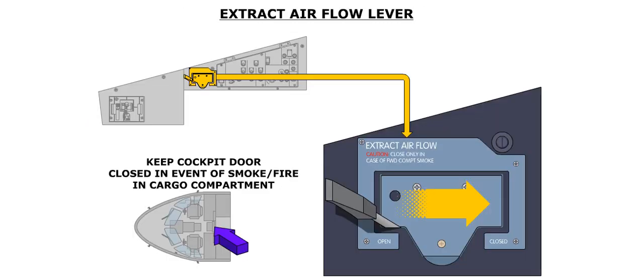An extract airflow lever is located on the right maintenance panel. This lever closes the extract airflow valve in order to stop air from flowing forward through the flight deck in the event smoke has been detected in the forward cargo compartment.